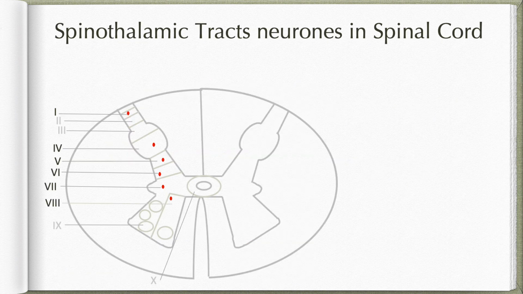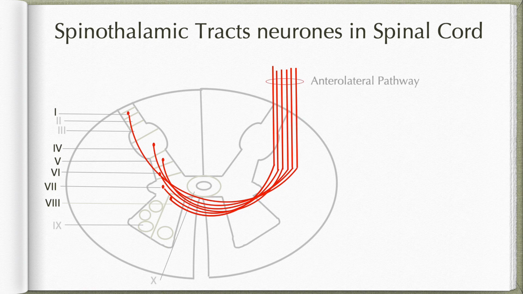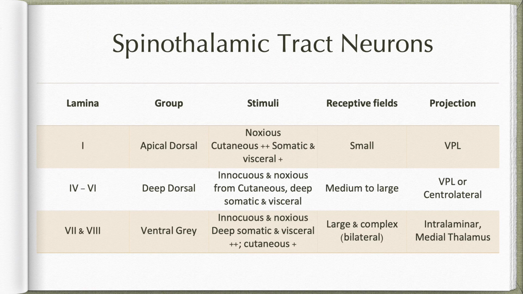Let us see where these neurons are located within the spinal cord gray matter. The fibers which contribute to the formation of the spinothalamic tract are located in lamina 1, 4, 5, 6 and a few also in lamina 7 and 8. These are grouped into three separate groups. Those neurons located in lamina 1 form the apical dorsal group. They predominantly receive noxious stimuli, mainly from skin, also from deep somatic and visceral structures. They have relatively small receptive fields and these fibers project to the ventral posterolateral nucleus of the thalamus.